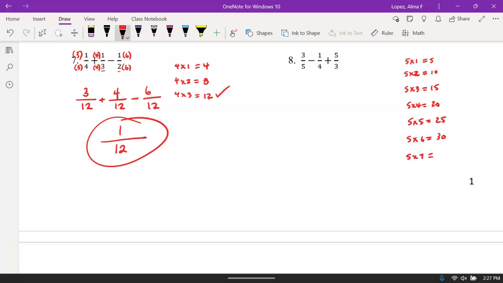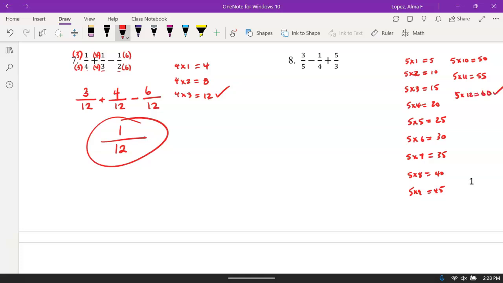5 times 7 is 35. 5 times 8 is 40. 5 times 9 is 45. 5 times 10 is 50. 5 times 11 is 55. 5 times 12 is 60. Okay, I'm suspicious of 60.